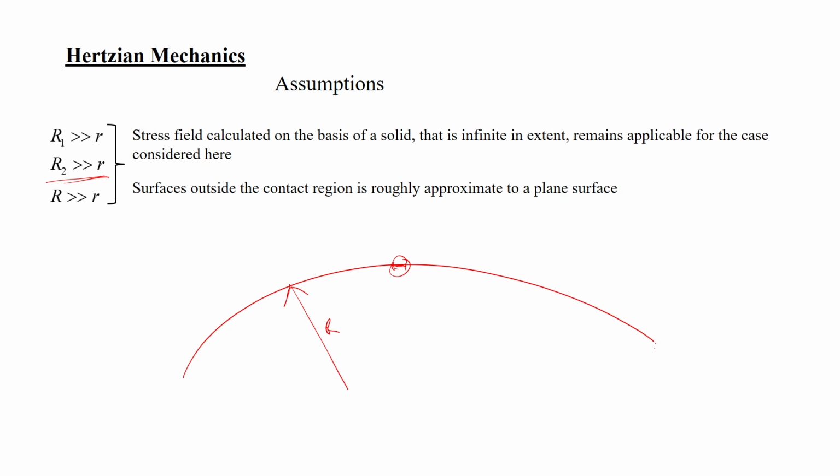And then the surface outside the contact region is roughly approximate to a plane surface. So, here the radius of curvature is very large. So, I can consider that this capital R is much greater than small r. That means the relative radius of curvature is very large. Therefore, we will consider that the surfaces outside the contact region are also roughly approximate to a plane surface. So, that is one consideration.